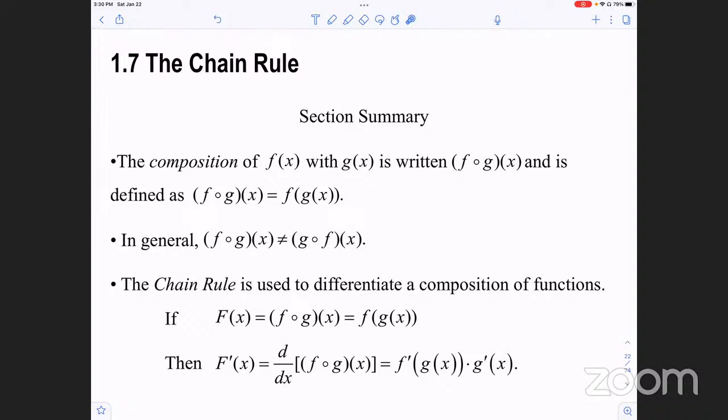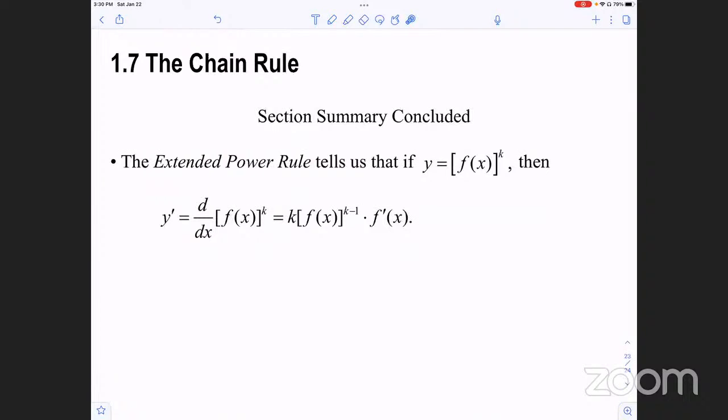So then the section summary: the composition of f of x with g of x, f composed g, is defined as f composed g of x, which is basically the second function inside the first function. f composed g is not equal to g composed f. The chain rule is used to differentiate a composition of functions. So when you have the second function inside the first, then the derivative is going to be the derivative of the outside function times the derivative of the inside function. Well, if you have the power of a function, then again, the power comes down times the derivative of the inside function.